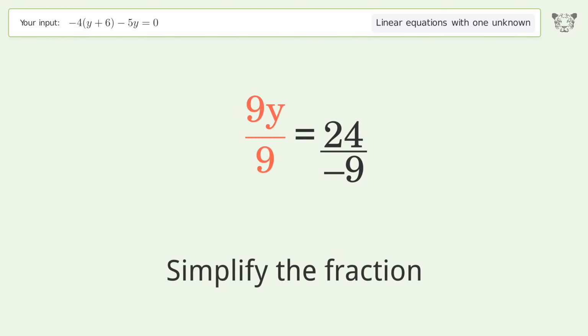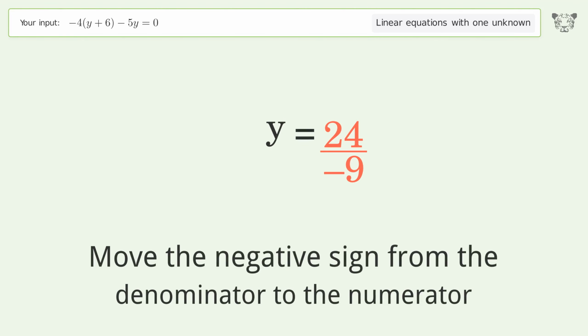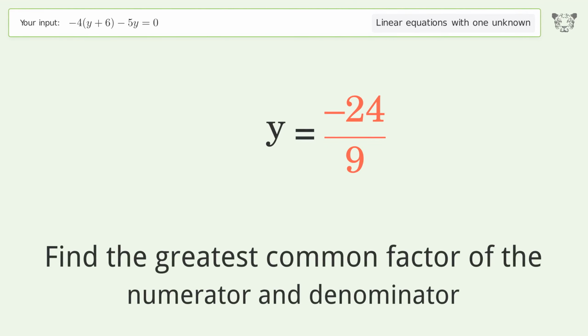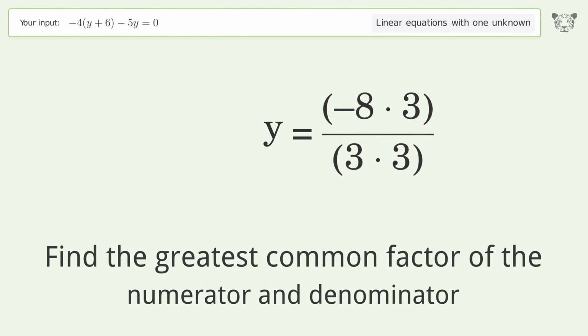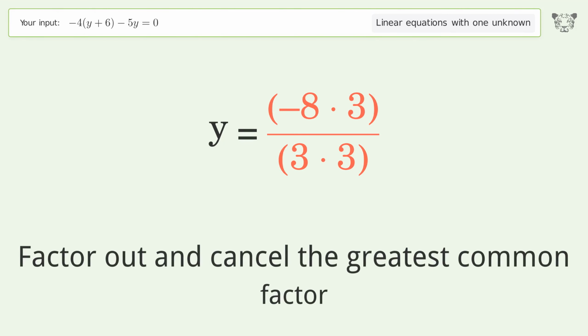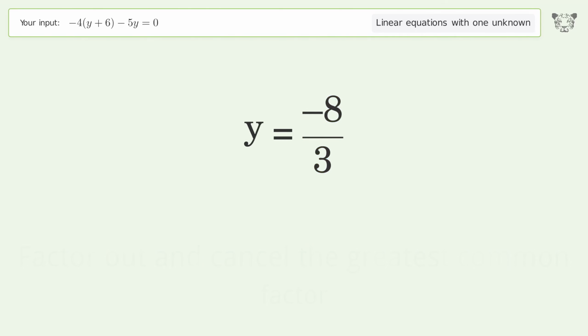Simplify the fraction. Move the negative sign from the denominator to the numerator. Find the greatest common factor of the numerator and denominator. Factor out and cancel the greatest common factor. And so the final result is y equals -8/3.